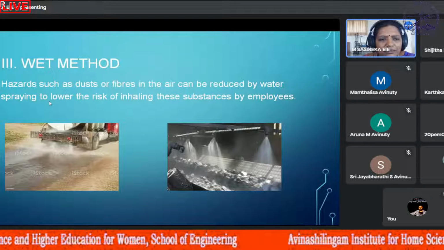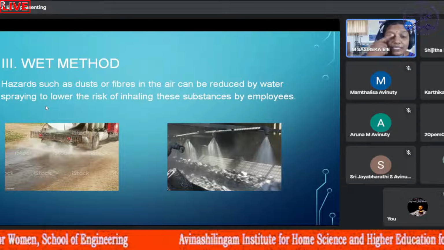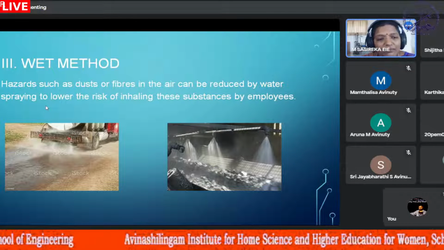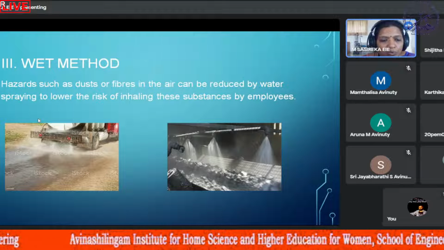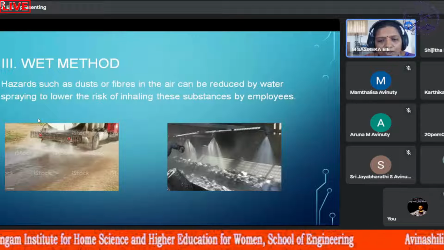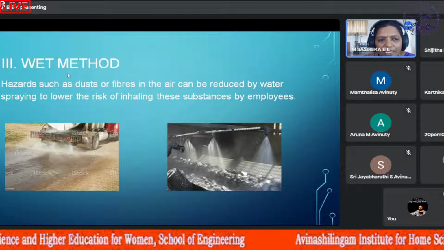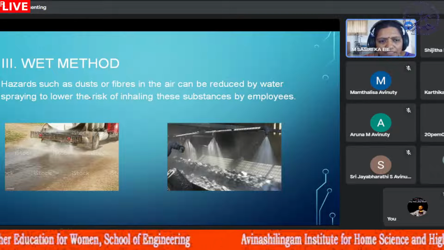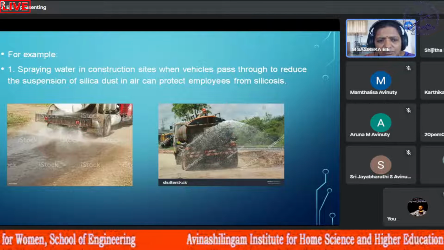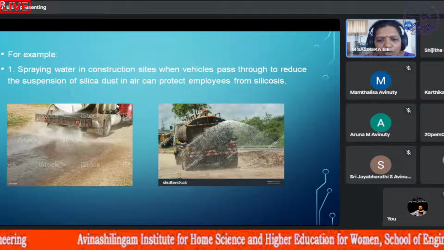So these will come under the engineering method. First we have seen the isolation method. The next one is the wet method. Brooming may create some dust, so instead of that, you can wipe it or wet and clean it. That method we call the wet method, so that the smaller particles settle down and will not get into our lungs when we are breathing.